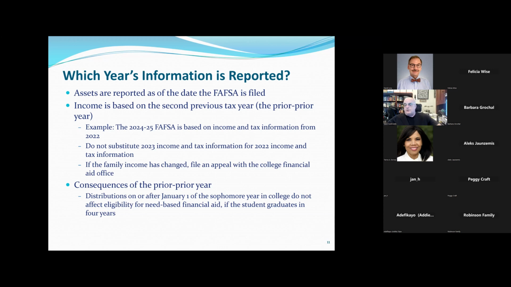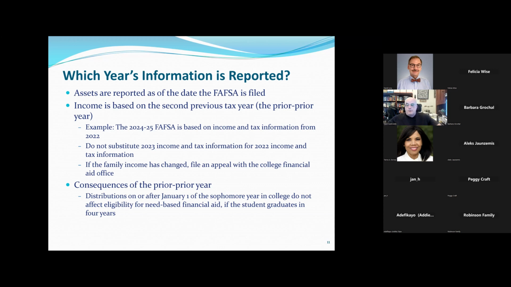If you don't have that information because you weren't required to file, it is okay to use estimated income information. Now, do not substitute 2023 income information, even if it's available and even if it is lower. If your income has decreased, contact the College Financial Aid Office to ask how to file a financial aid appeal.